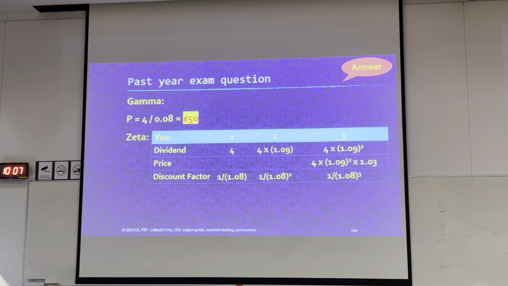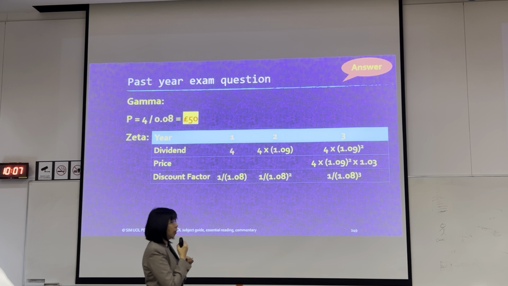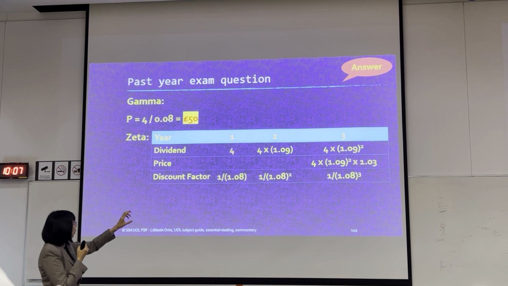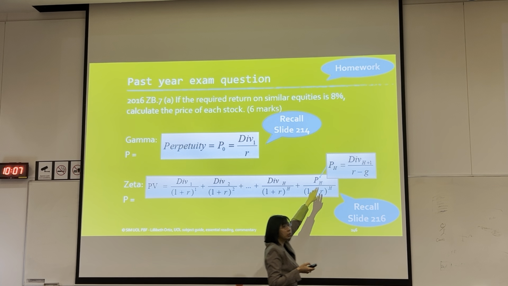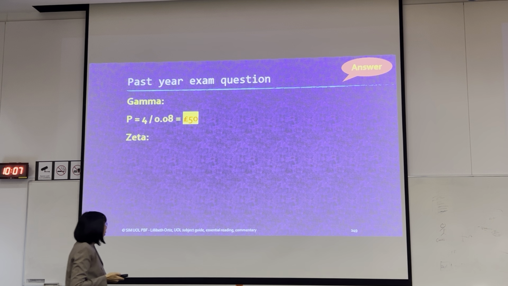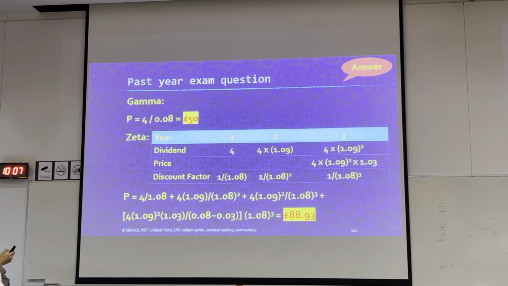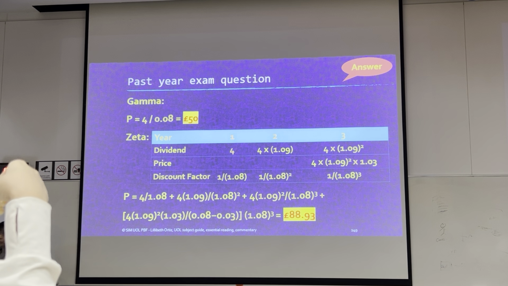For zeta, you have to be very careful again. You have to write down what the dividends are for the next time periods, and then you also have to write down what the terminal price is. Because remember, this is a two-step process. What is the terminal price? So that you'll find is the terminal price. So basically, 88 pounds.